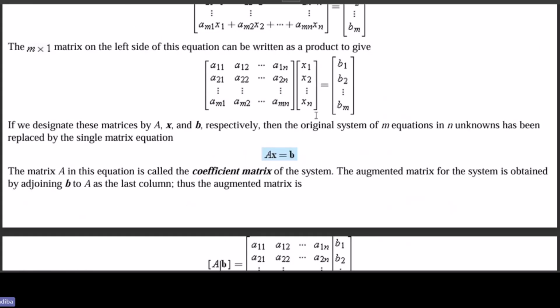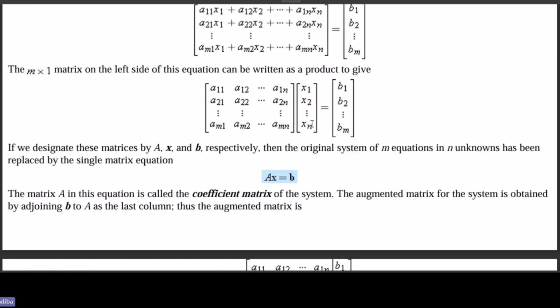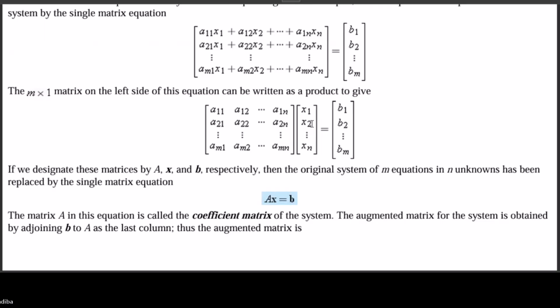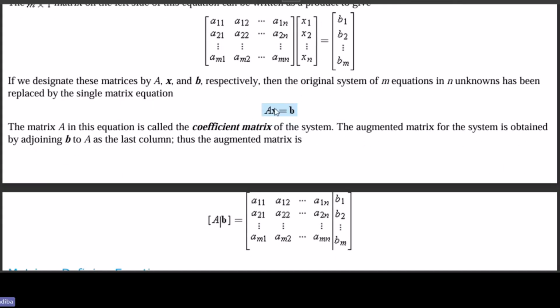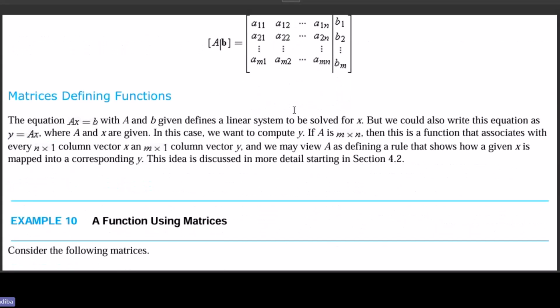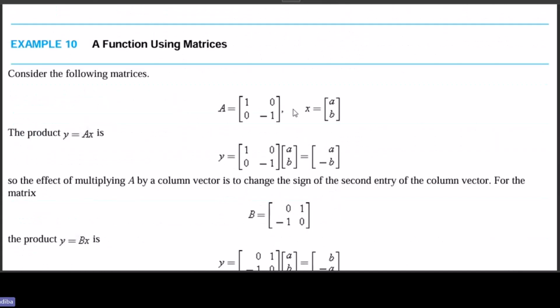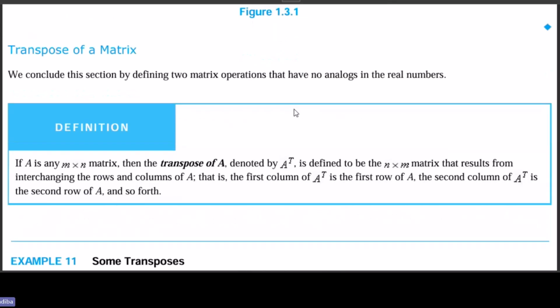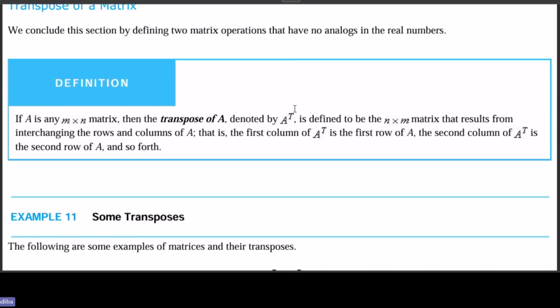All right. Here is another thing that I would like to talk to you about. This equation, AX equals B. You will see how it is used in a number of cases. Matrices defining functions, a function using matrices. This shouldn't be difficult.